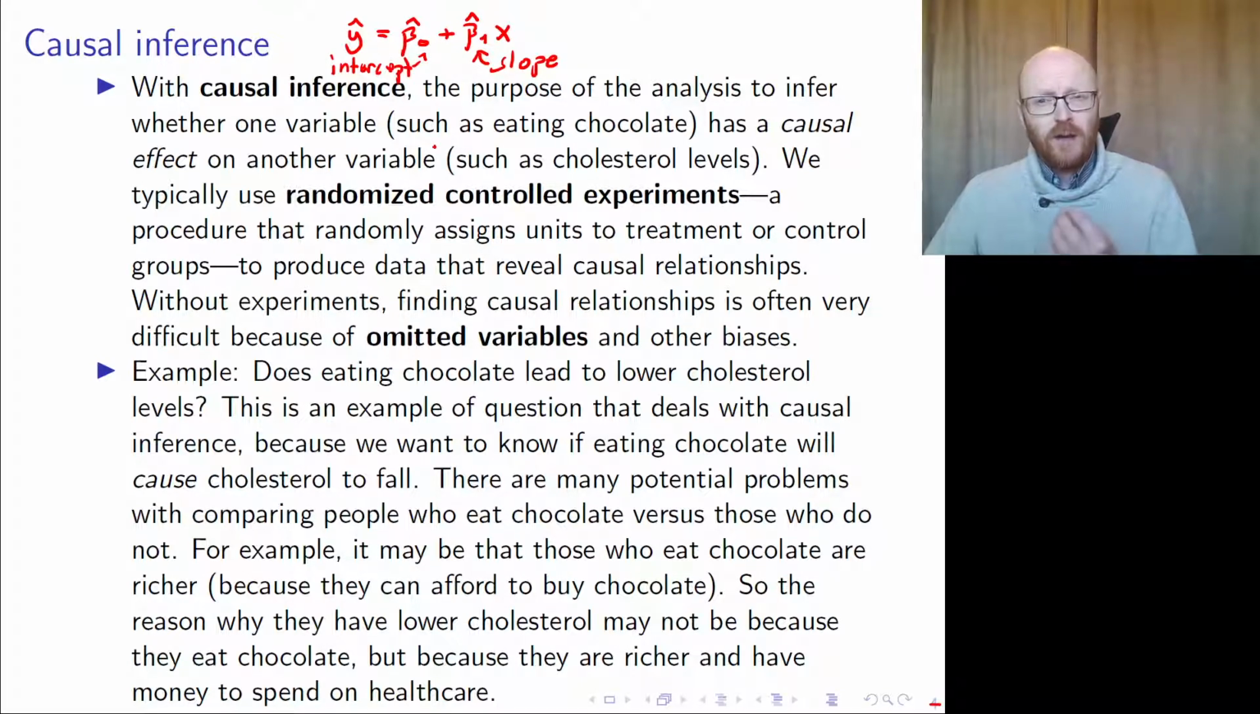Okay, so often you're interested in the slope, and in causal inference, you're interested in, is this slope or this intercept, are those different from zero? Okay, are those different from zero, keeping everything else equal? Okay, keeping everything else equal.